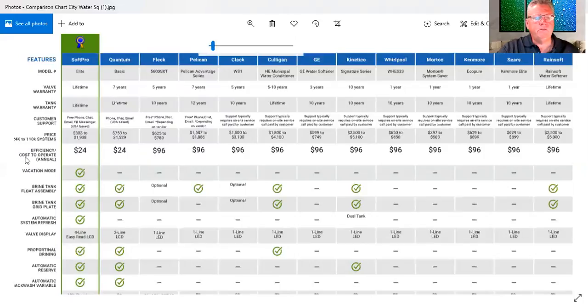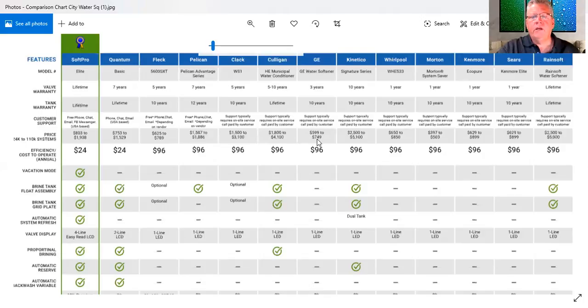As for prices, the Soft Pro system, the Quantum system, and the Fleck are all relatively priced the same, but the value is there with the Soft Pro and the Quantum. What I said earlier is going to save you quite a bit in salt and water, where you don't get those savings with the Fleck. Pelican is quite a bit more expensive than all three of these systems, and they don't give you that savings either. Clack is up there pretty good as well.